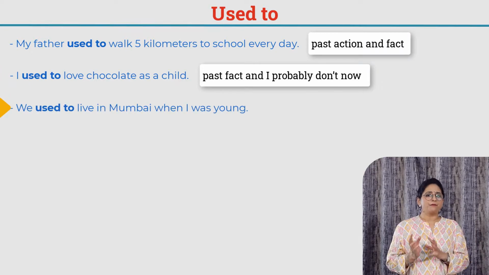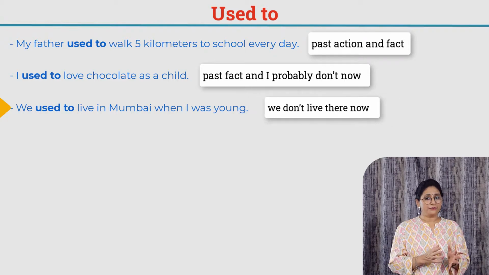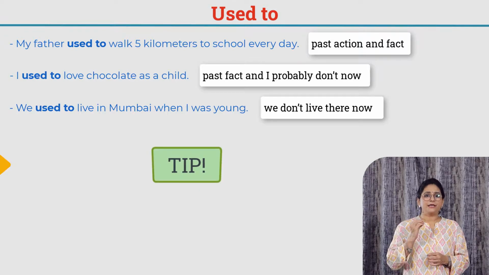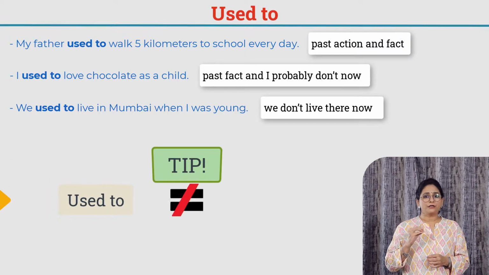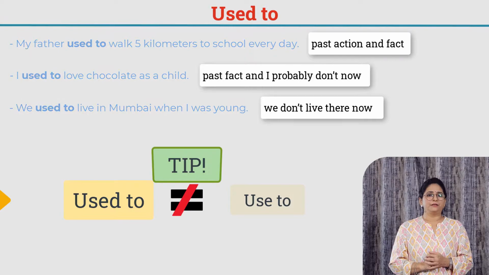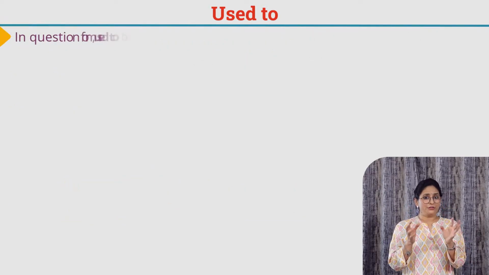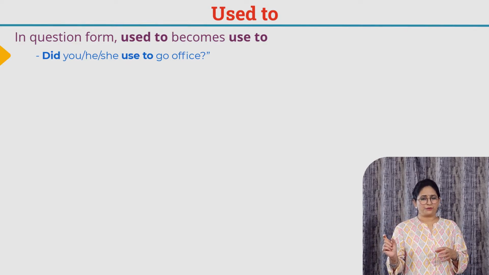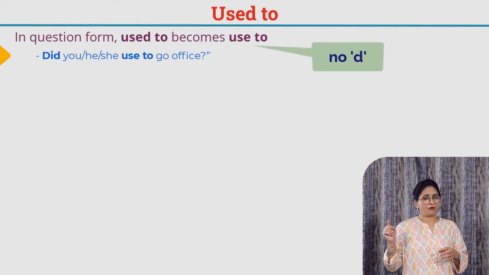We used to live in Mumbai when I was young. That means I don't live there now. Tip. Remember, it is used to and not use to. Don't forget to add the D when you recount a past action. In question form, used to becomes did you or did she or did he use to. We do not write D or even pronounce D.